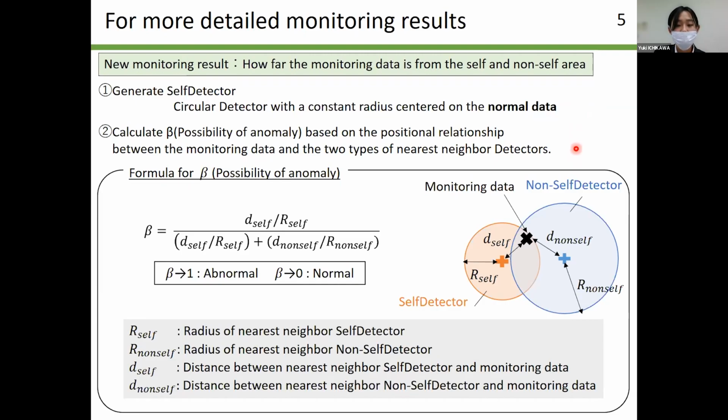Beta is calculated as the ratio of two values. One is the distance between the monitoring data and the nearest neighbor self-detector divided by the radius of the self-detector. The other is the distance between the monitoring data and the nearest neighbor non-self-detector divided by the radius of the non-self-detector. The closer this value is to 1, the more likely it is to be abnormal. The closer it is to 0, the more likely it is to be normal.